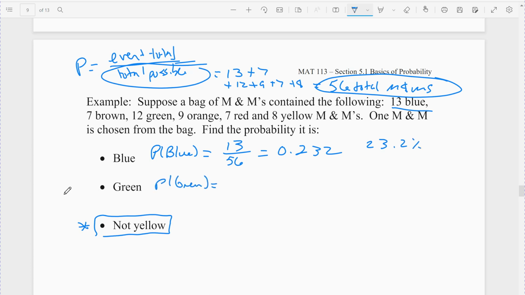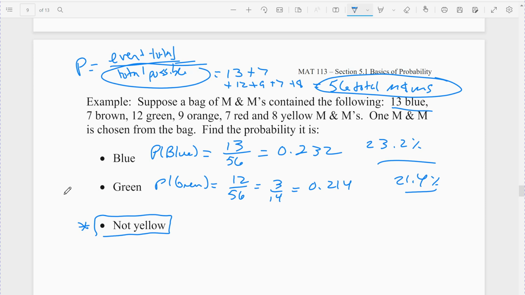Probability it's green. Well, how many green chances out of 56? We've got 12. 12 out of 56, which if we write the reduced fraction, that's 3 out of 14. If we write it as the decimal, 0.214 or 21.4%. And it should be less than the previous answer, right? I have one fewer green marble than I do blue marble, so the probability for green and blue should be close. Blue should be bigger because I've got one more I can select from.